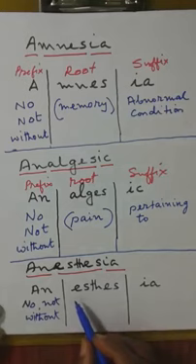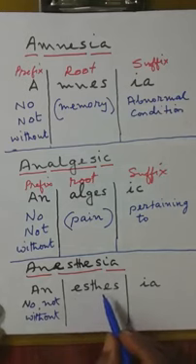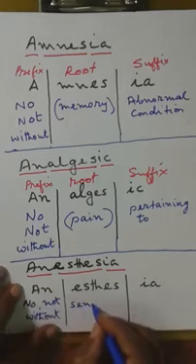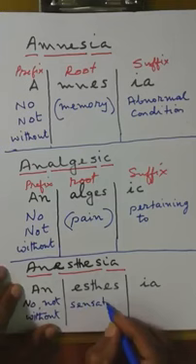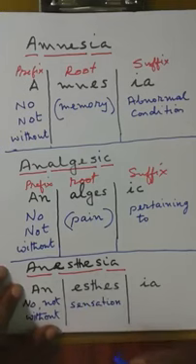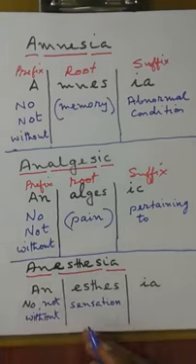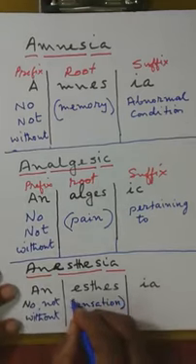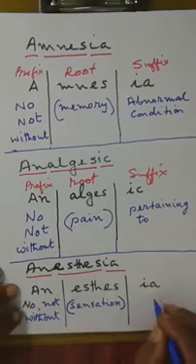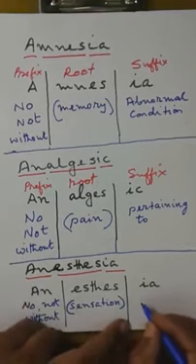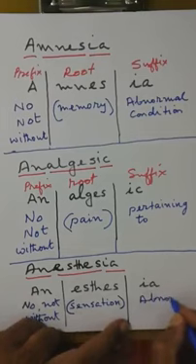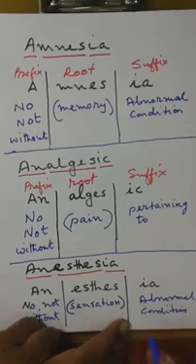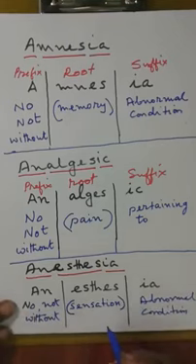Esthes, what does it mean, esthes? Esthes means sensation. If somebody touches you, you will know that somebody is touching you. So that is sensation. IA means abnormal condition. So anesthesia means it is a condition.